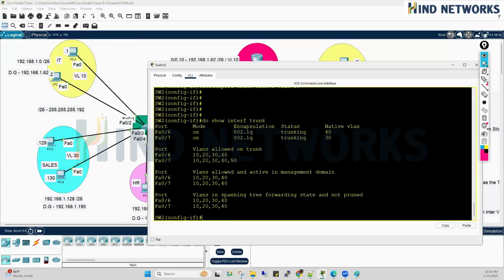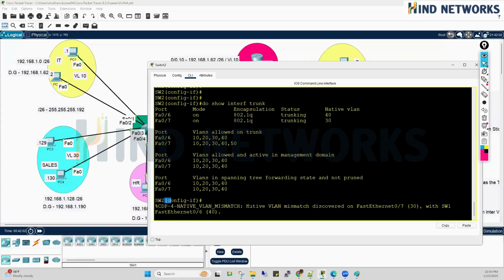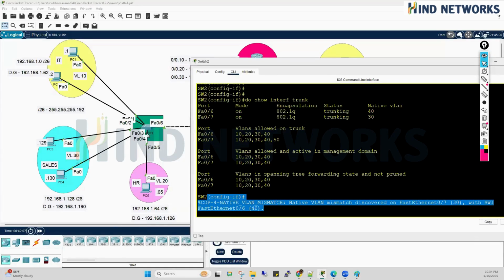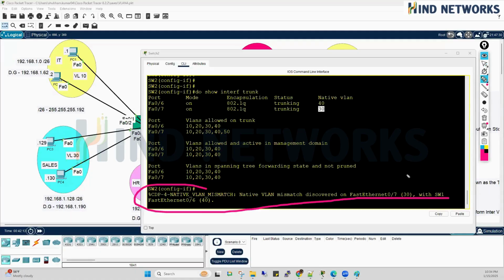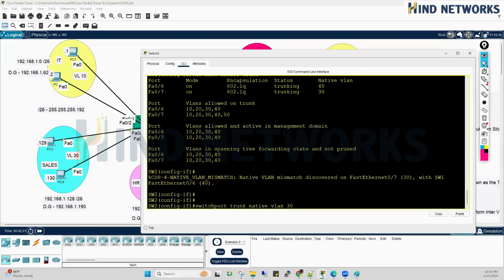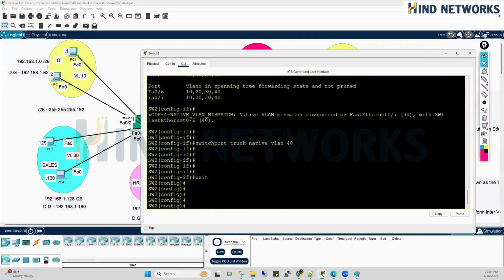When I write this command, what is the native VLAN now? VLAN number 30 is the native VLAN, guys. Clear, guys? Now see, I am getting the error. I told you, because on this switch I am using VLAN number 40 as the native VLAN, and here I configured VLAN 30. So that's the reason I am getting this error: native VLAN mismatch. I hope this is clear to all of you. So here I am writing VLAN number 40 to solve this problem. I hope you understand the concept of native VLAN also.